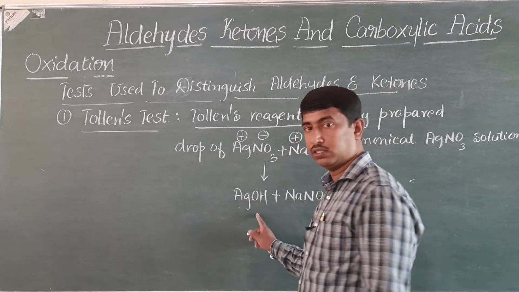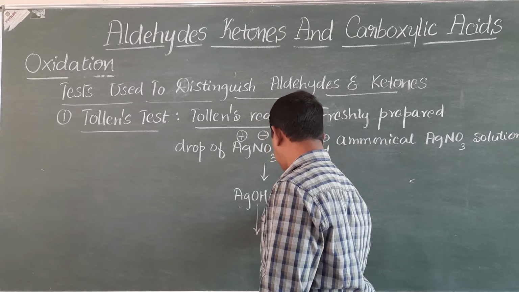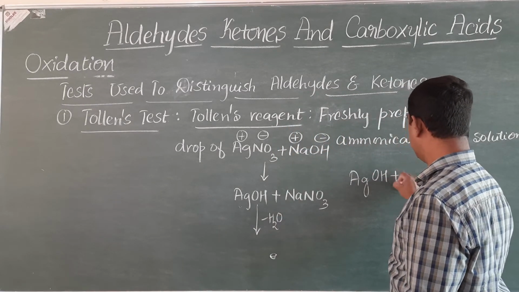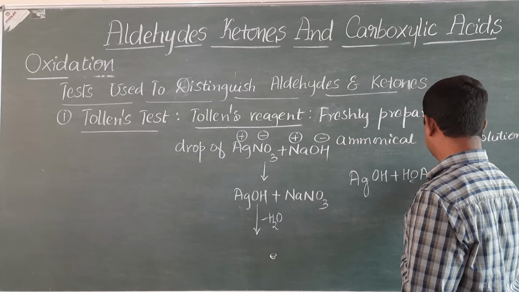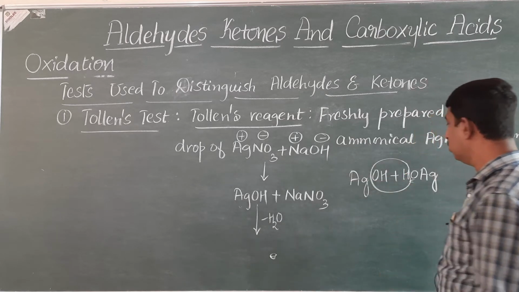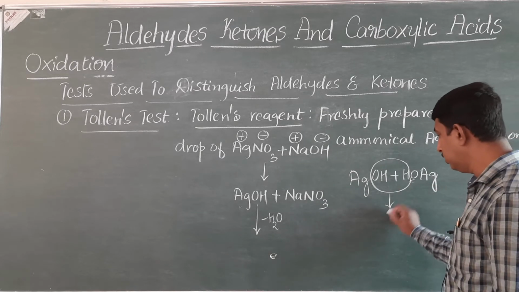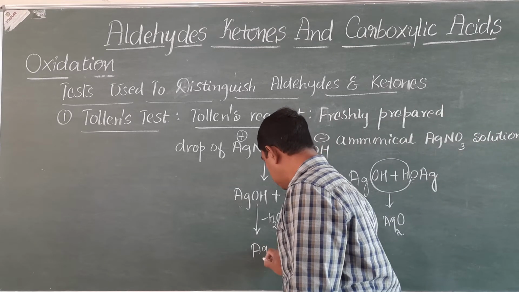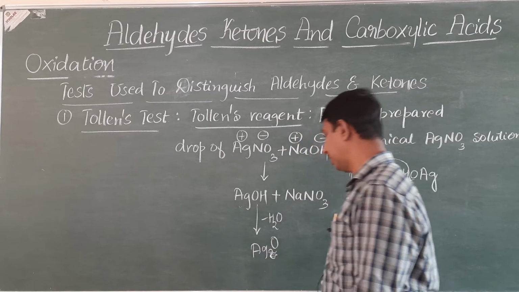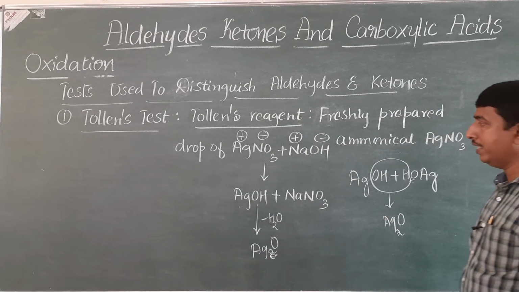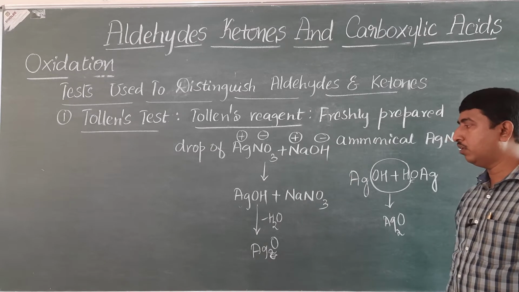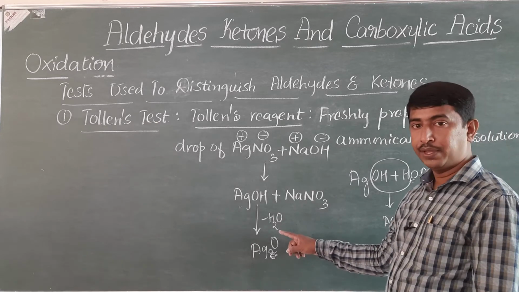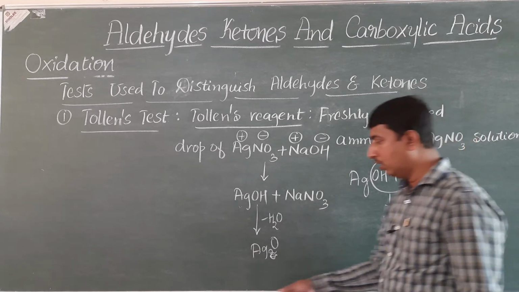Now this silver hydroxide readily loses water like this. AgOH plus AgOH. So a water molecule will be eliminated, forming Ag2O. So it readily loses water, forming silver oxide. So silver nitrate treated with sodium hydroxide forms silver hydroxide along with sodium nitrate. Silver hydroxide readily loses water, forming silver oxide.